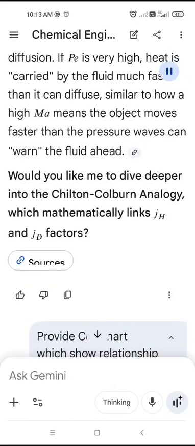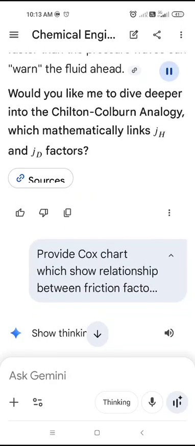Would you like me to dive deeper into the Chilton-Colburn analogy which mathematically links j_H and j_D factors?